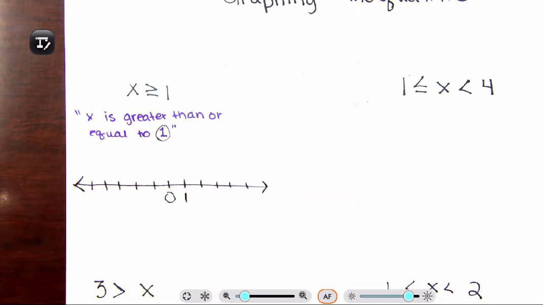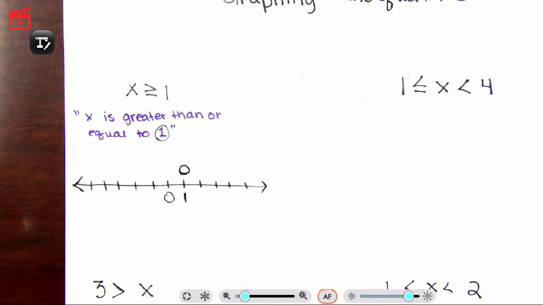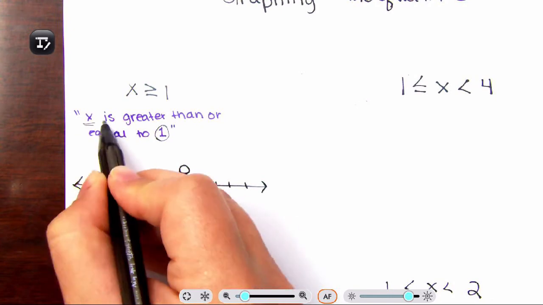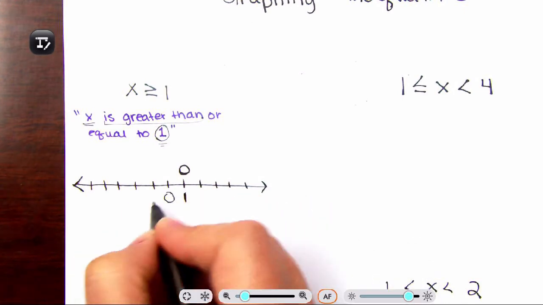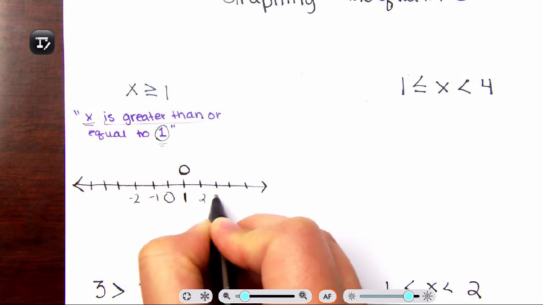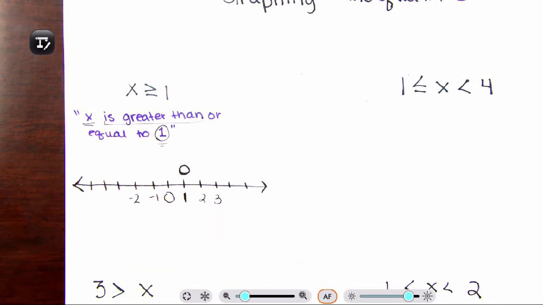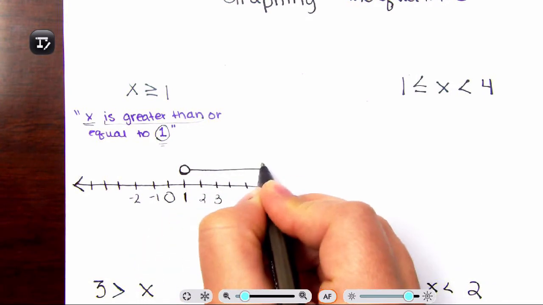So now, which direction do we want? I have 1. We're going to put a 0 or a circle on top of 1. And we're going to identify which direction. Well, we know X is bigger than 1. So which direction has the numbers that are bigger than 1? On my left-hand side, I have -1, -2. On my right-hand side, I have 2 and 3. I know that 2 is greater than 1, and I know that 3 is greater than 1. So we're going to go towards the right.